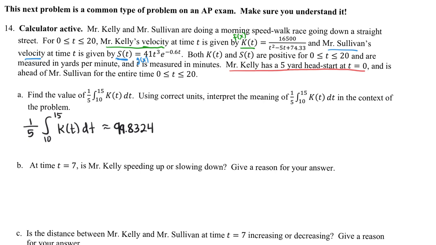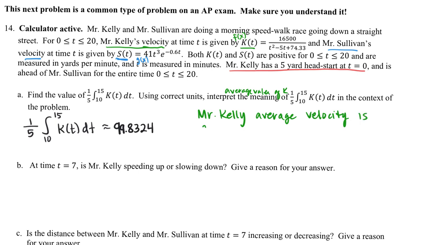Okay, using correct units, interpret the meaning of the expression in the context of the problem. Okay, if it were just the integral of the velocity, I would say it's displacement. But this little 1 over 5 in the front makes me think it's average value because 15 minus 10 is 5. So I think this is the average value formula, which means it's the average value of whatever K is. K is Mr. Kelly's velocity. So this is Mr. Kelly's average velocity. And it's average velocity because it's the average value of K, and K happens to be Mr. Kelly's velocity.